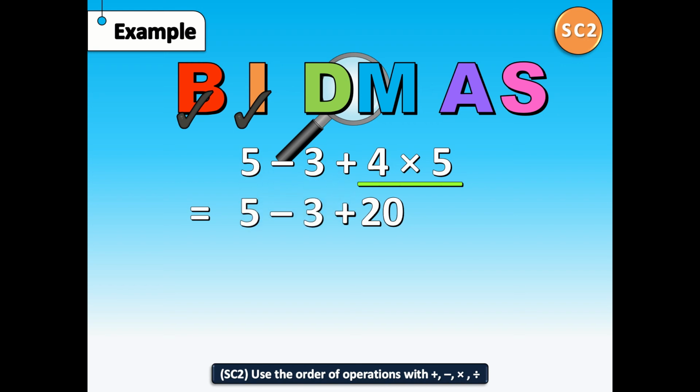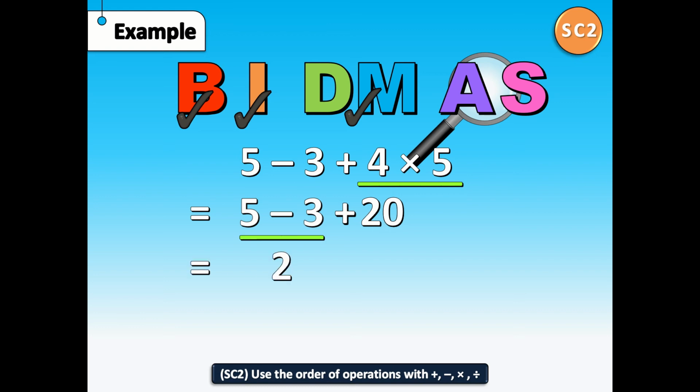It's important to keep everything in the correct order. Then we do the addition and subtraction. Now we do this in the order that it's given in the question. So we do 5 take away 3 first, which is 2, and then we add 20. So the answer is 22.